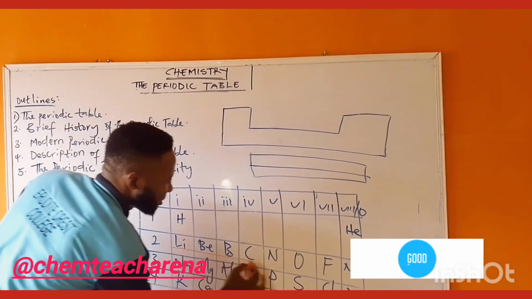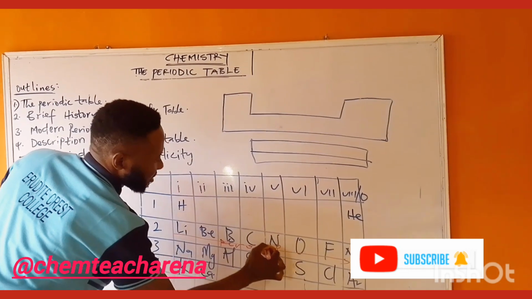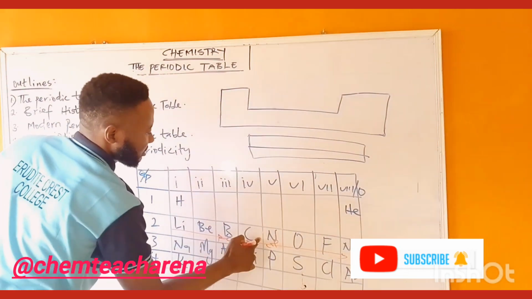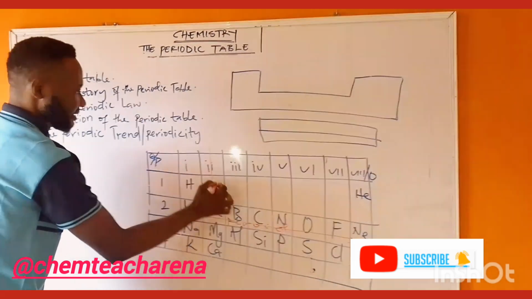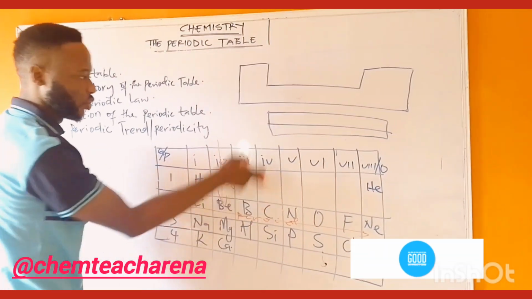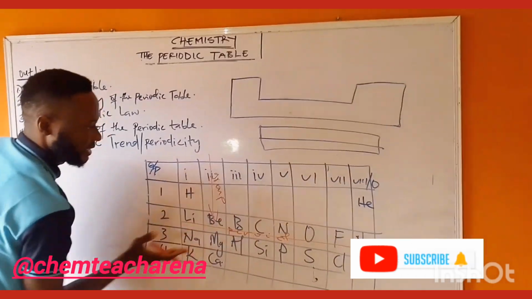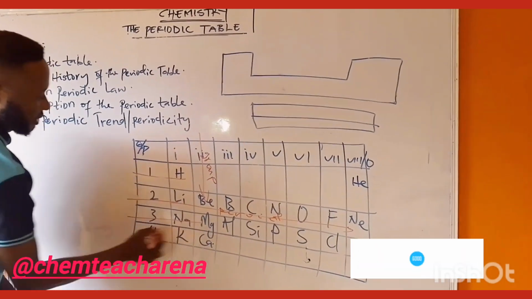This is period. Then why the vertical like this, what is it? The verticals, they are the group. While the horizontal like this, they are the what? They are the period. We have period 1, period 2, period 3, period 4.